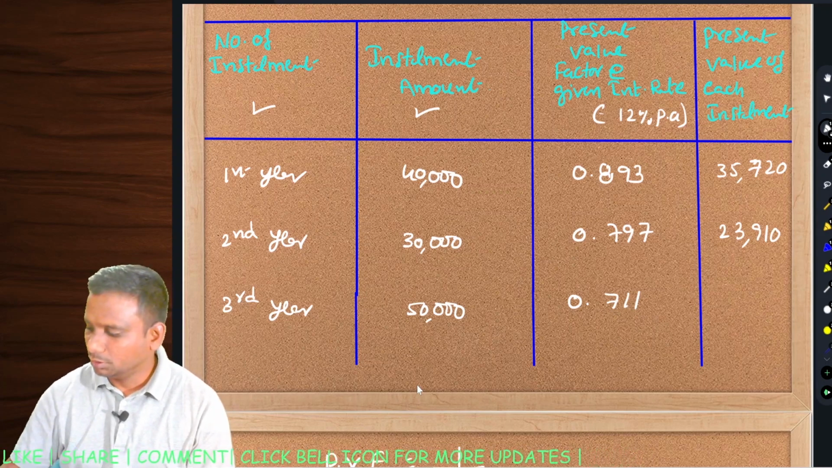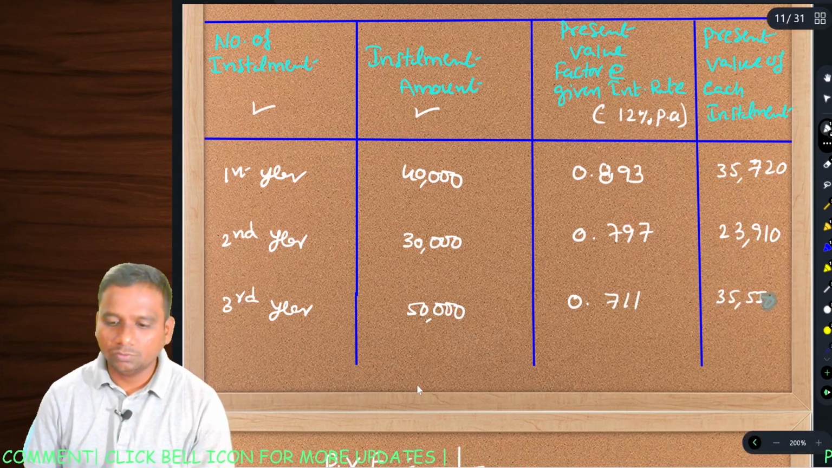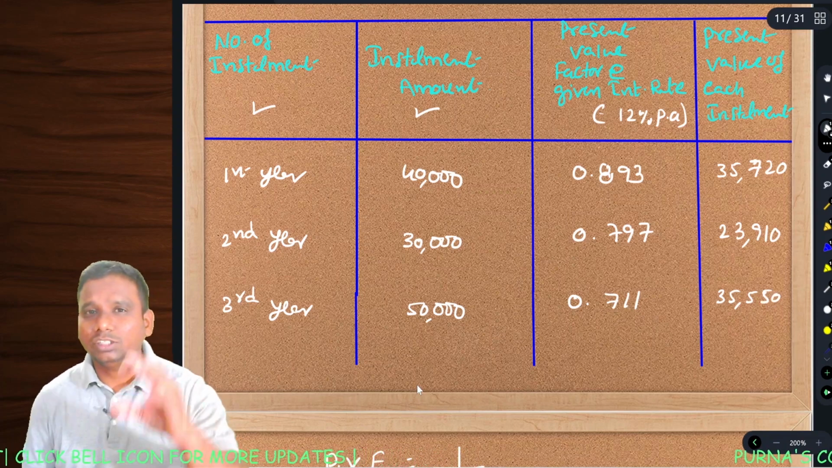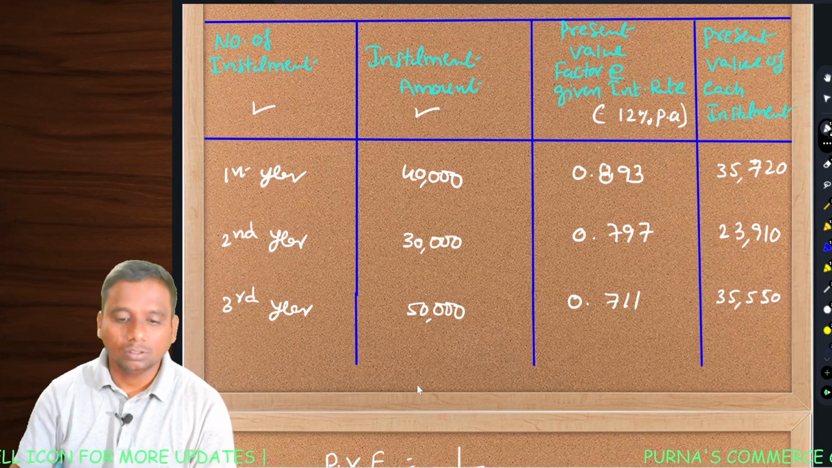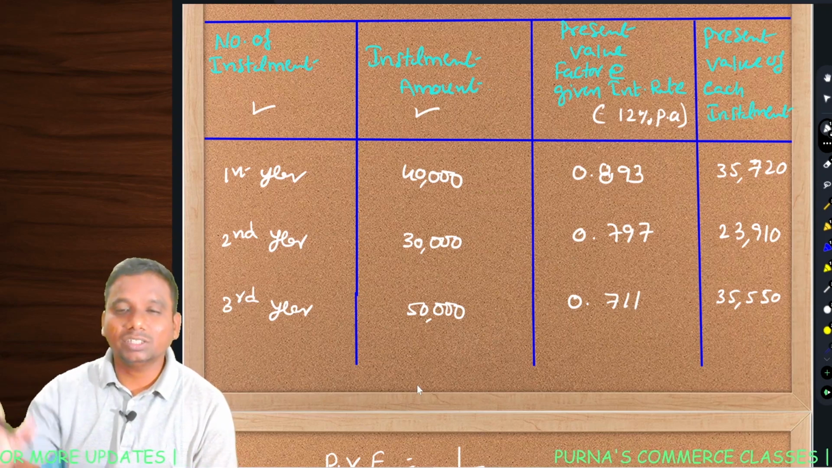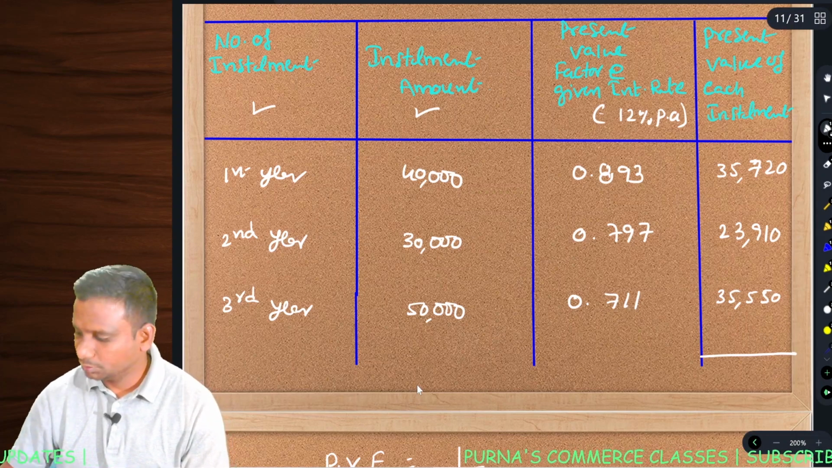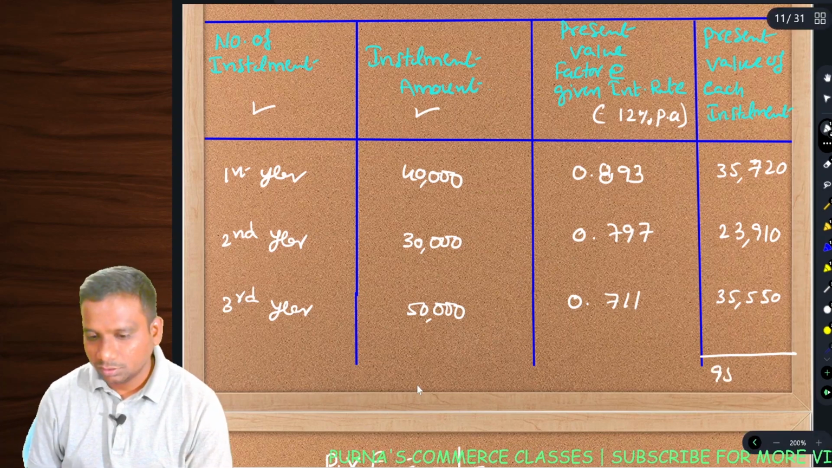Next one, 50,000. 50,000 into 0.711, you will get 35,550. What is the meaning of this amount? What is the interpretation? Interpretation is important. 35,550 rupees today will become 50,000 rupees after 3 years at the rate of 12% per annum. Okay, now calculate. Add 23,910 plus 35,720. How much here?